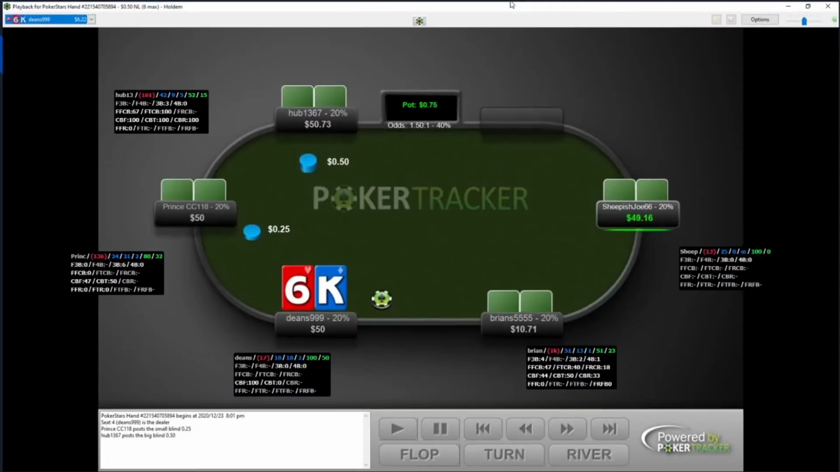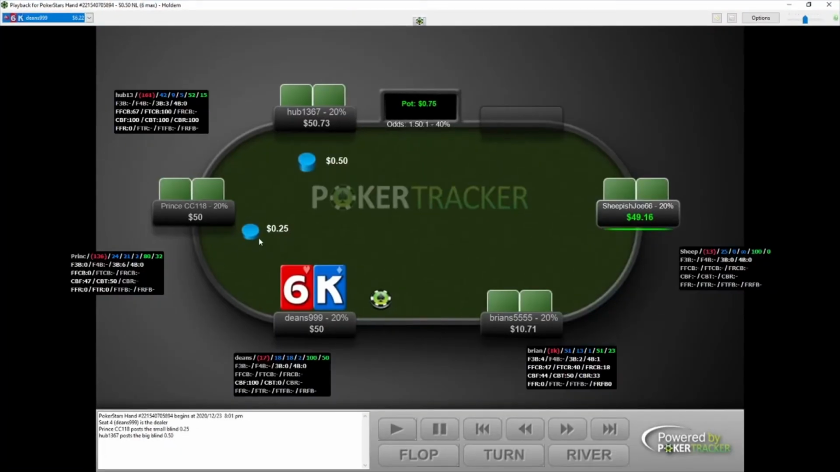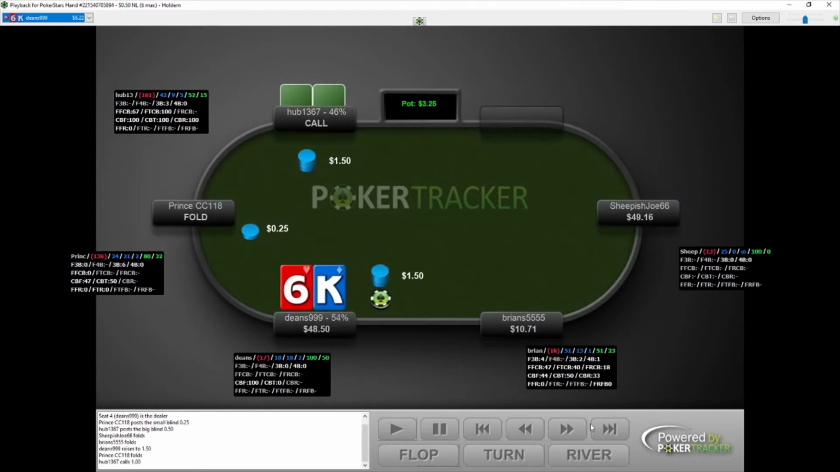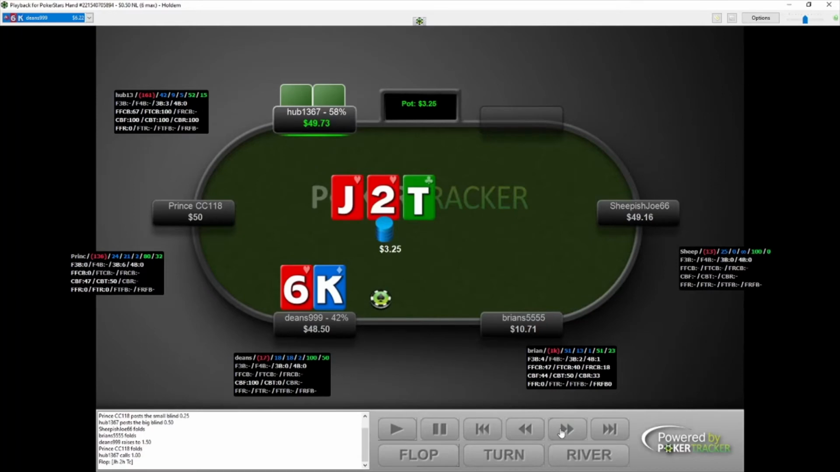Our first example here is King 6 on the button. It folds over, and I raise. I'm going to go through these parts of the hand pretty quickly. I decide to c-bet. Alright, and now I'm going to decide if I want to c-bet again.